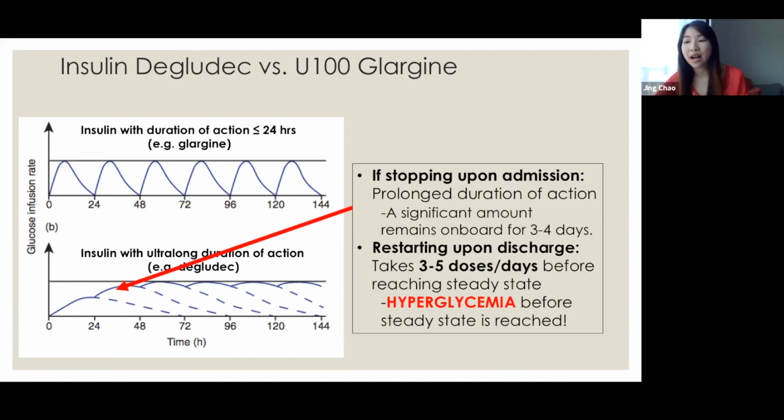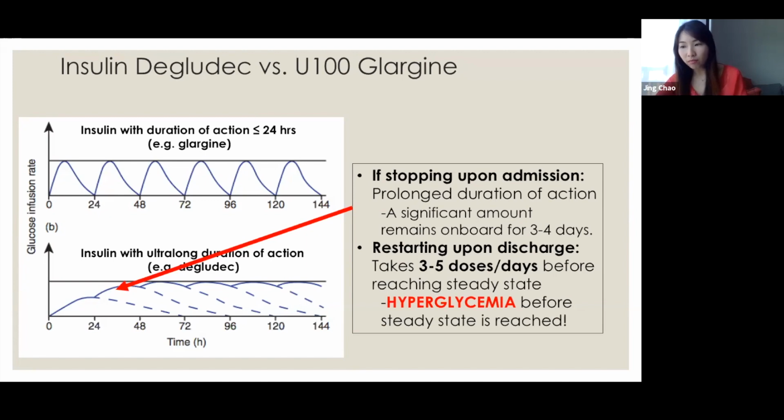The number 1 option is that you must take the remaining degludec on board into consideration, and this can be done by calculating the half-lives that have elapsed. Subtract the amount of degludec that is still on board from the total basal requirement and give the remaining portion as Glargine for the day. And you need to do that for 3 to 5 days until degludec is mostly washed out.